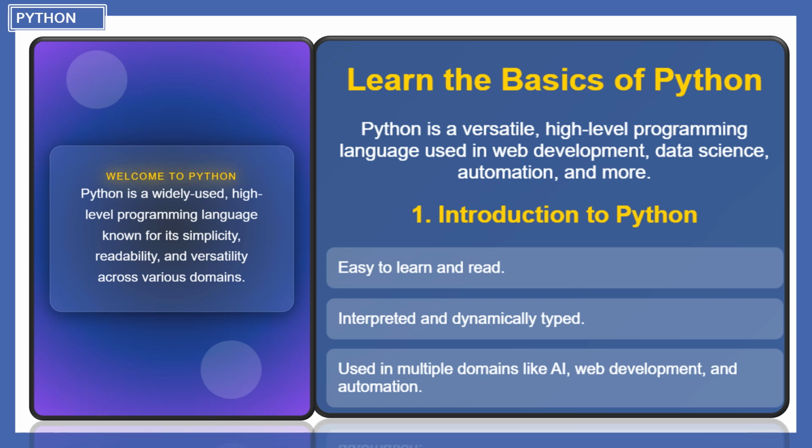Python is used in various fields including web development, artificial intelligence, data science, automation, and game development. It is widely adopted by big companies such as Google, Facebook, and Netflix. One of the main reasons for Python's popularity is its vast collection of libraries and frameworks. These tools help developers to build applications more efficiently without writing everything from scratch.